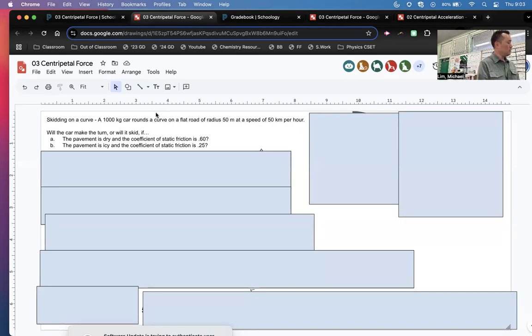So, static friction, and this will be centripetal. Hello. Centripetal force. Yeah, of course.